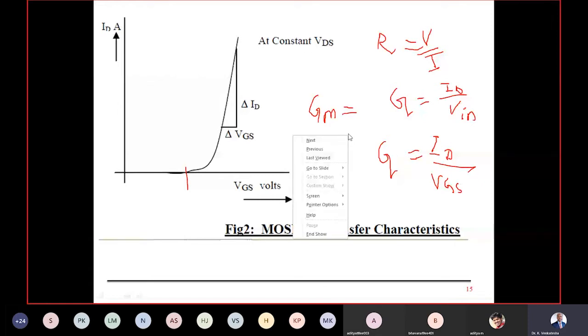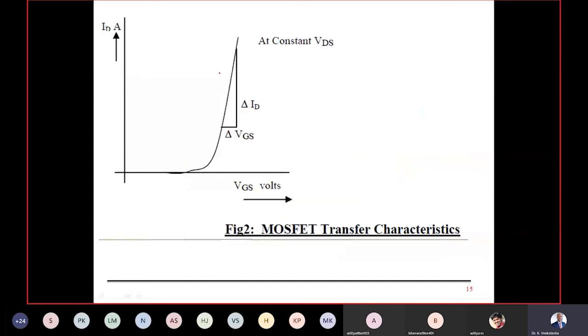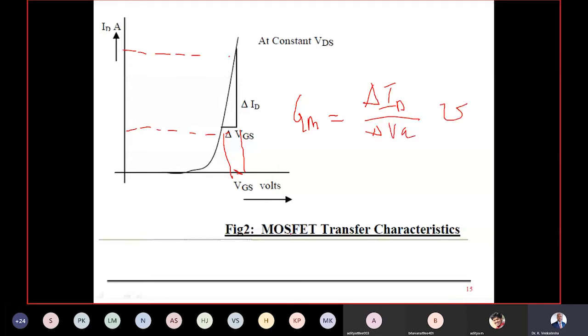Now we put a slope here. The slope parameters are, one is delta ID parallel to your y-axis, delta VGS parallel to x-axis. So note down the delta ID, delta VGS, take the ratio, that we say transconductance GM. So GM is equal to change in drain current delta ID by change in the input voltage delta VGS in mhos. This is the first part of the experiment is over.